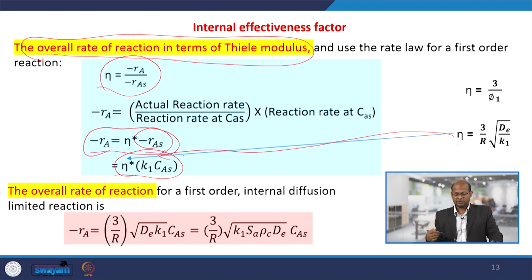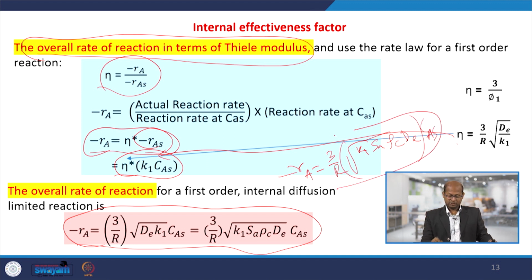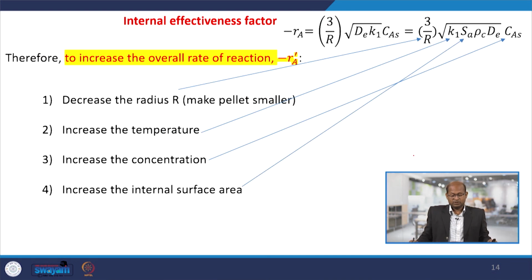For a large value of the Thiele modulus, our overall rate of the reaction we can write as: minus R A equals 3 by R times the square root of K 1 S A rho C D E, into C S. C S is the outside concentration, I think. So, this is from the definition of the effectiveness factor. By putting in the effectiveness factor, we can write the rate equation this way. Okay. So, we are writing the rate this way.